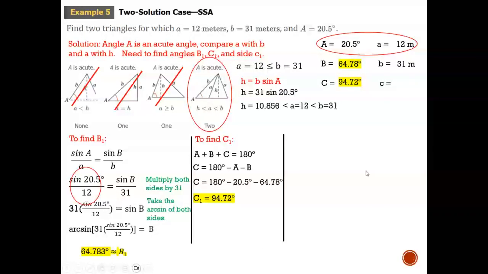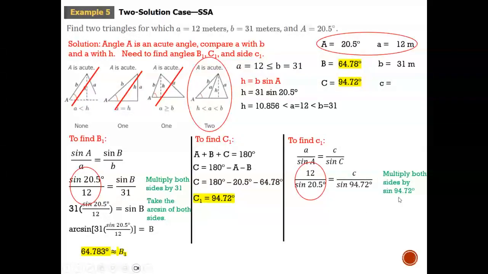Okay, continuing on, I need my little c. I'm going to work it the same as before, law of sines. Now this time I wrote the other version, right? Because the variable that I want is little c, so that goes in the numerator, what we're solving for. Plug in what we have. I have that A ratio. I plug that in. I have angle C, 94.72.